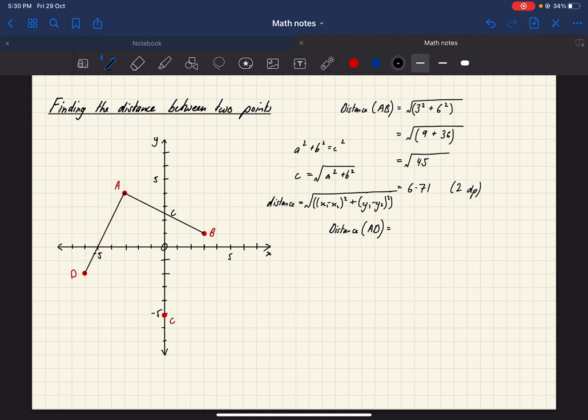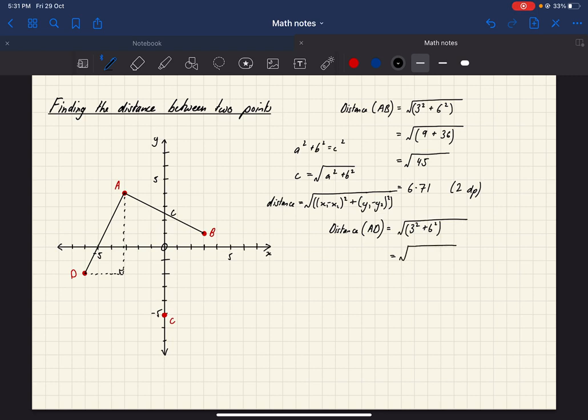Right, so distance AD, we want the base of our triangle and the height of our triangle as A and B. So that distance there is going to be the difference between the two x values. That's 3. And that has to be squared. And the length between the two y values is 6 again. So that gives us the square root of 3 squared plus 6 squared.